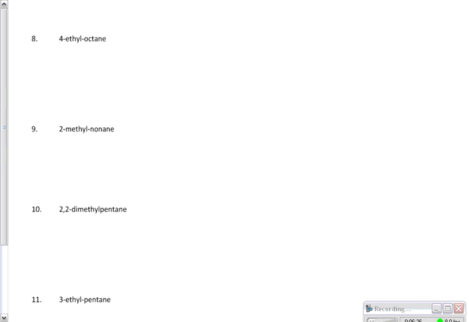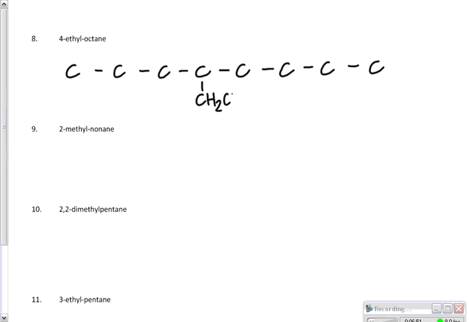Now, if you want to check your own drawing, you certainly can. And I'm okay if you did a little bit of a condensed structure here. For number 8, if you have octane, oct means that there are 8 carbons. So you should have 1, 2, 3, 4, 5, 6, 7, 8. On the 4th one in, you should have an ethyl group. Remember, it doesn't matter if you draw that up or down, or if you draw both of these C's going down. The rest of the job would be to fill in the H's.